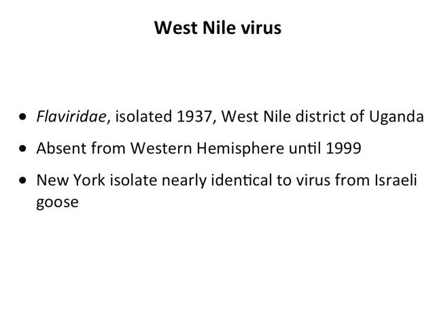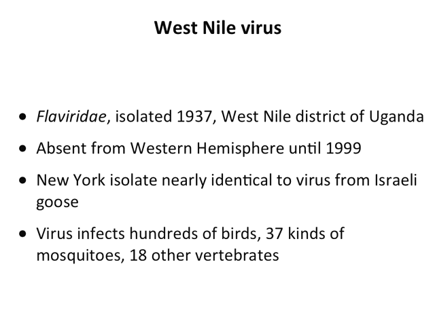that summer. It may have been imported from Israel, is one of the theories, because the sequence of this virus that came to New York is exactly the same as an isolate from a goose farm in Israel. So somehow it got over here. And it spread all over the U.S., Canada, Mexico. This virus has a quite large host range. It infects hundreds of different birds, mosquitoes, and 18 other vertebrates in addition.